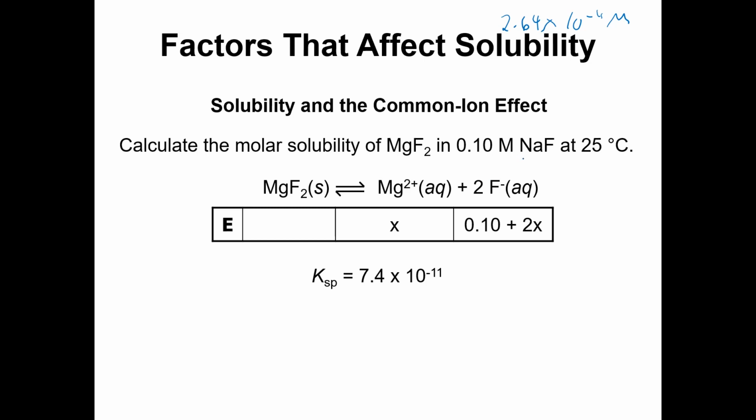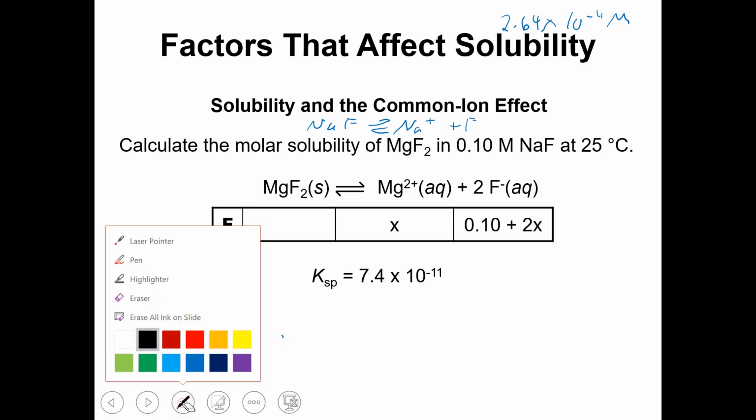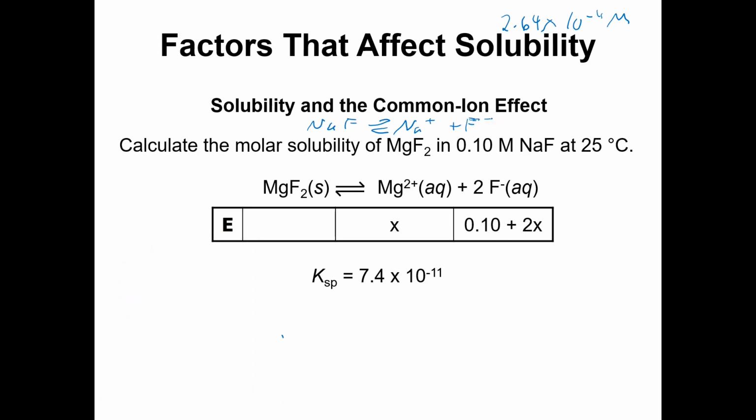So if we have sodium fluoride in solution, that's going to give us sodium ions and fluoride ions. If our concentration of sodium fluoride was 0.10, our concentration of fluoride ions is going to be 0.10. When we try to dissolve the magnesium fluoride in there, we only get one magnesium ion, so we can represent that as x. The concentration of the fluoride ion would be 2 times the magnesium concentration, but we already have 0.10 molar in there from the sodium fluoride. So our concentration of fluoride at equilibrium is going to be 0.10 plus 2x.